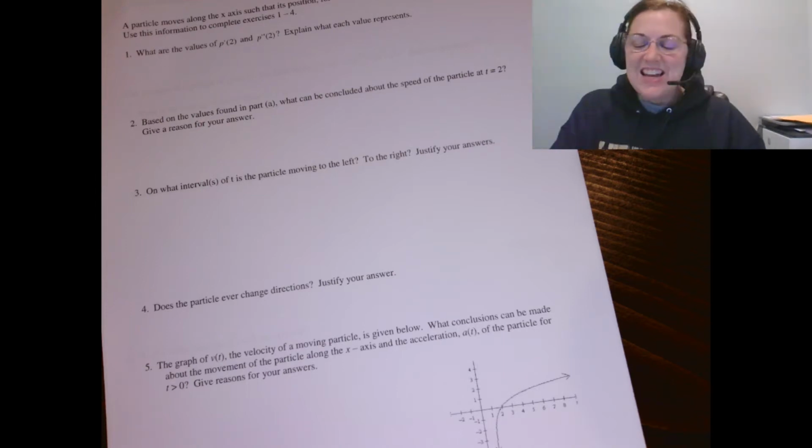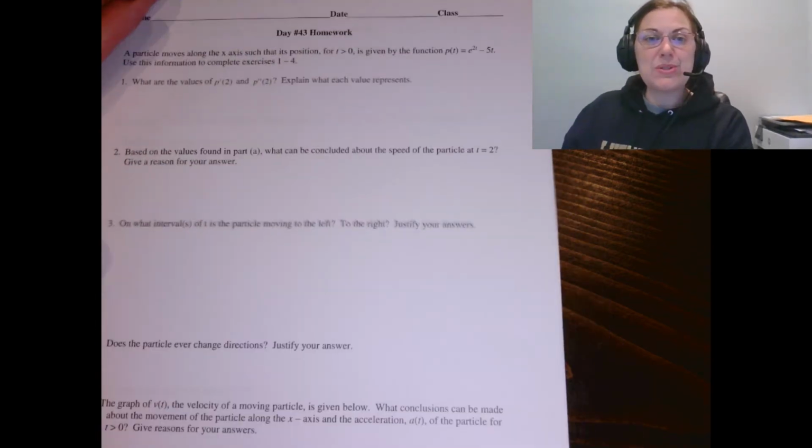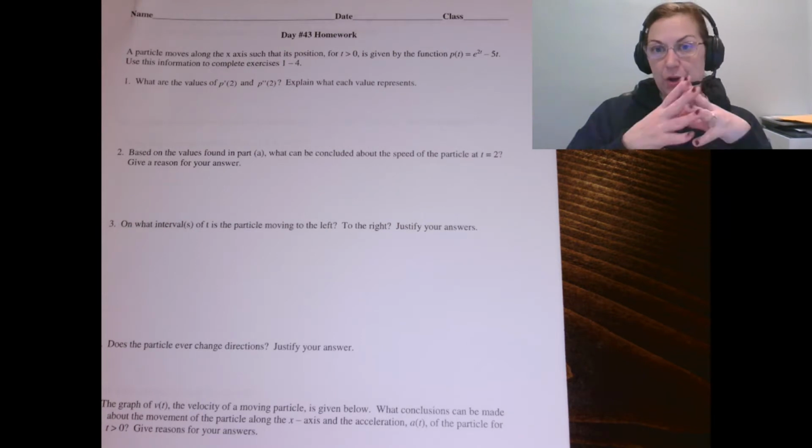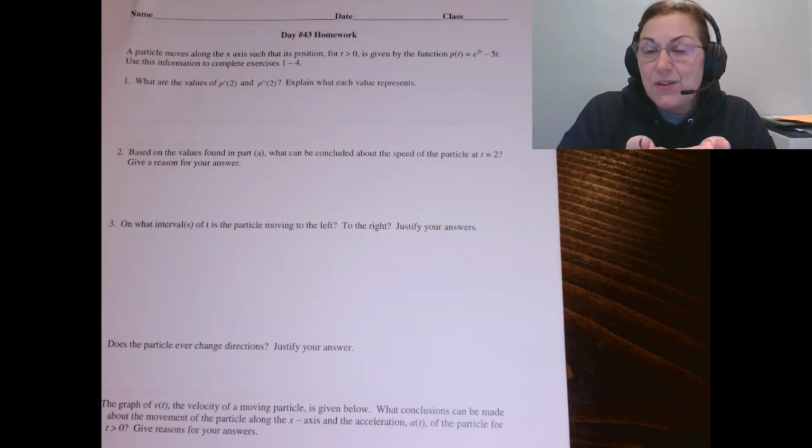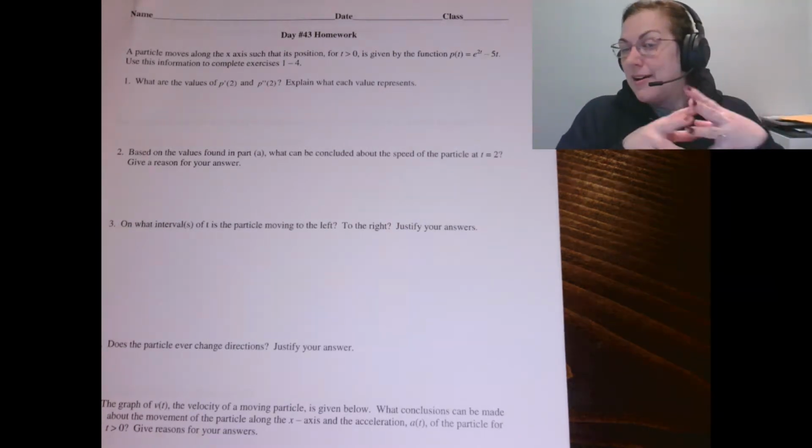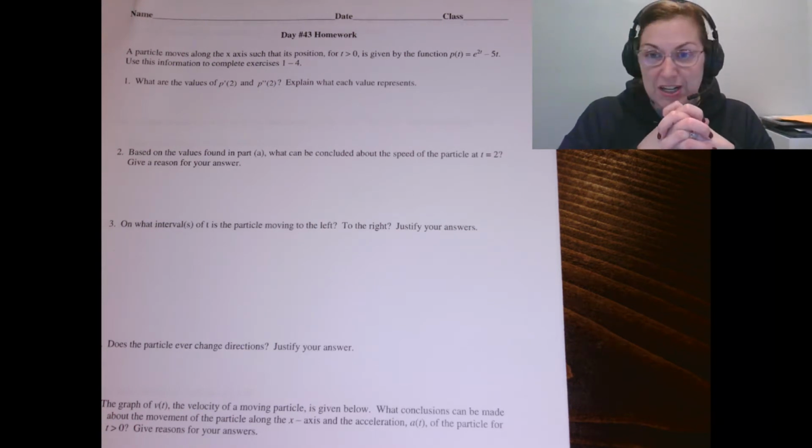Hi there. So we're going to work through some problems on particle motion, hopefully to give you some ideas of how you're doing and where you need to practice.